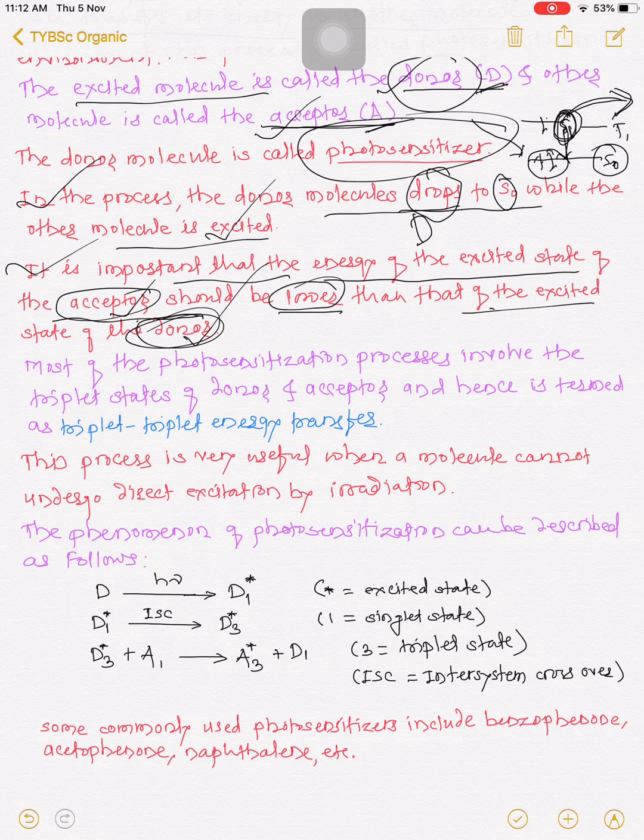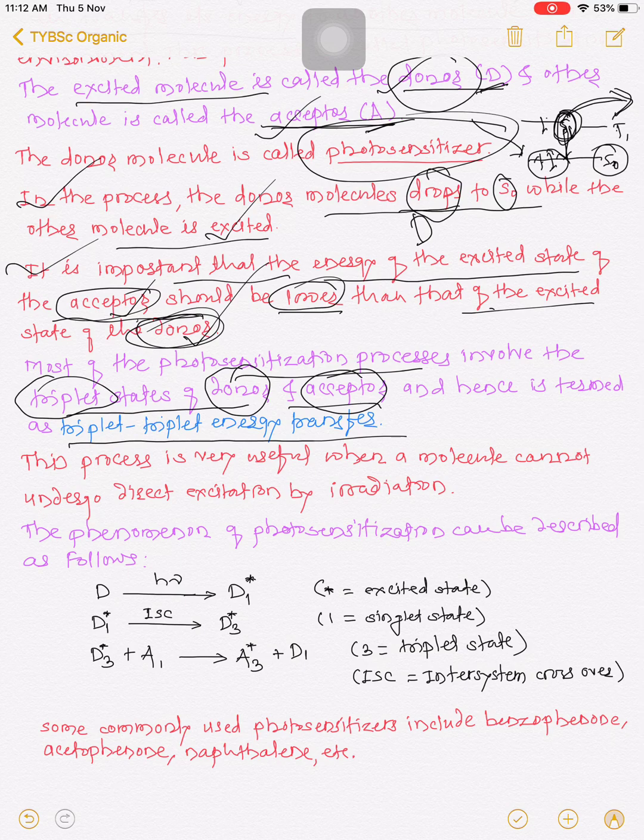Most of the photosensitization processes involve the triplet state of the donor. Now see here, the triplet state of donor and acceptor, and hence it is termed triplet energy transfer. So in this case of photosensitization, the donor and the acceptor are in the triplet state. This molecule donates energy to the acceptor, so the energy transfer takes place in the triplet state. Therefore it is known as triplet energy transfer.